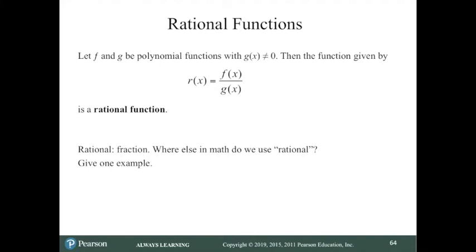Okay, so the way that I like to think of rational functions in a one-word summary is rational is fraction. So I'll say this a lot. When we think of rational, we should always think of fraction. So I'd like you to give me one example in Edpuzzle of where else in math we use the word or the title rational.